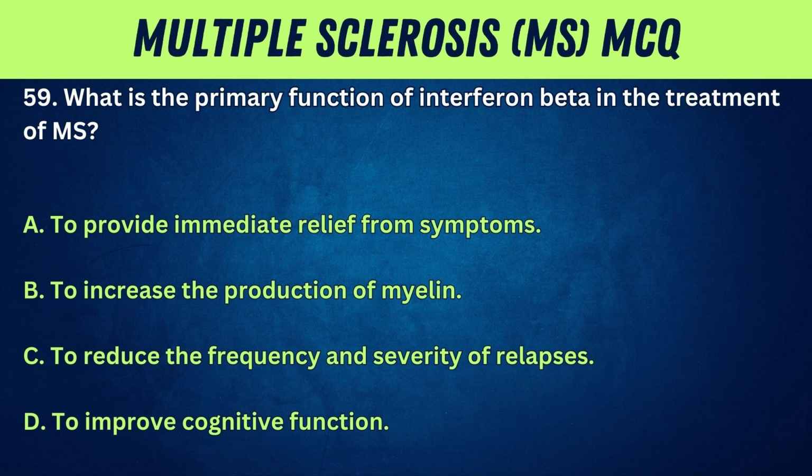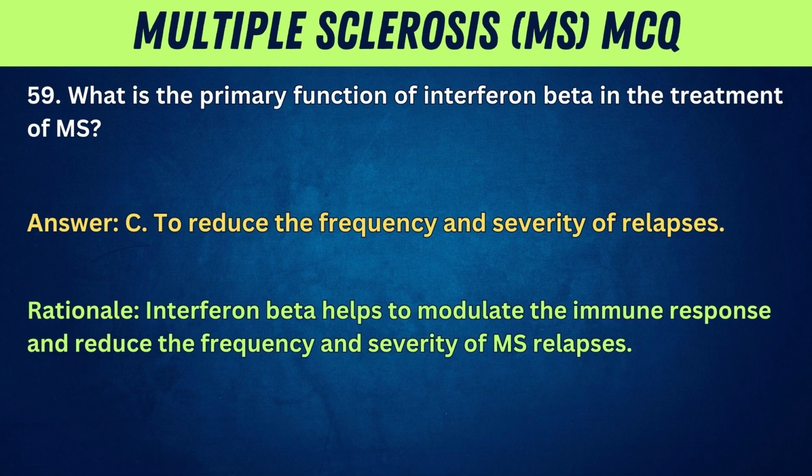59. What is the primary function of interferon beta in the treatment of MS? A. To provide immediate relief from symptoms. B. To increase the production of myelin. C. To reduce the frequency and severity of relapses. D. To improve cognitive function. Answer: C. To reduce the frequency and severity of relapses. Rationale: interferon beta helps to modulate the immune response and reduce the frequency and severity of MS relapses.